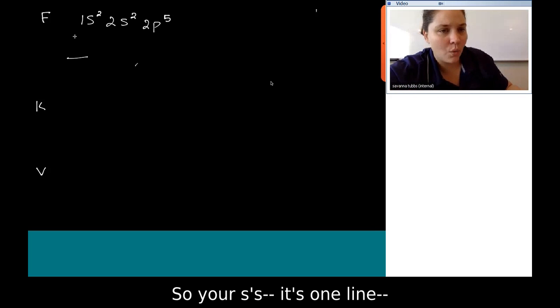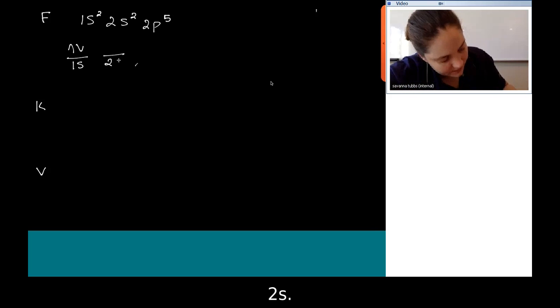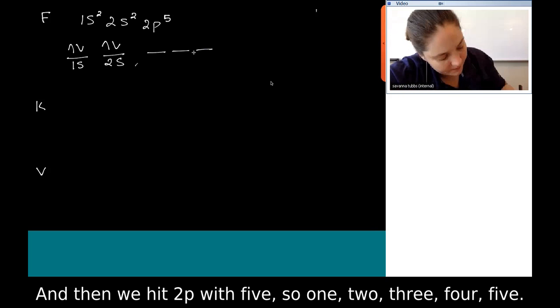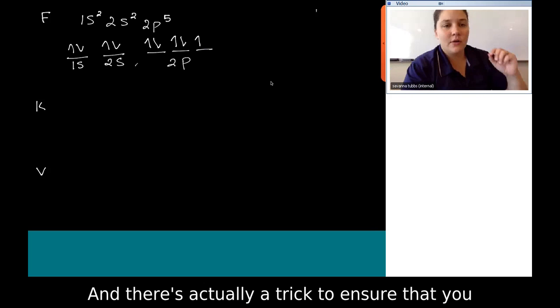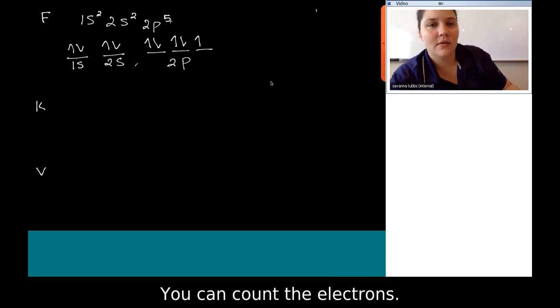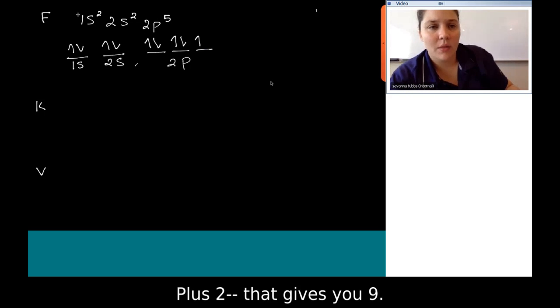So your s is 1 line. You say 1s, we have 2. So 1, 2, 2s. We have 2 electrons, so 1, 2, and then we hit 2p with 5, so 1, 2, 3, 4, 5. And there's actually a trick to ensure that you have the correct configuration. You can count the electrons. So you have 5 electrons plus 2, that gives you 7, plus 2, that gives you 9.